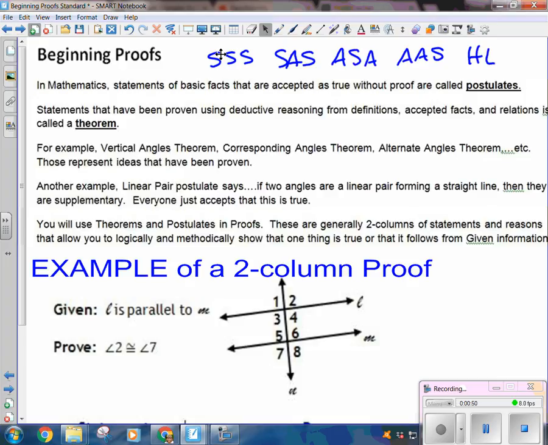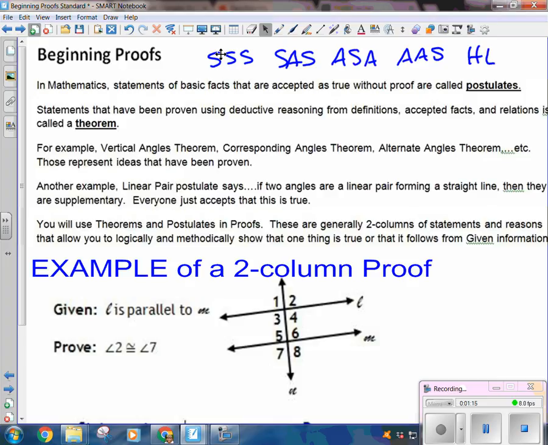Now, this class, of course, being integrated, has a lot of algebra. It has geometry. It even has probability at the end of it. So this is actually a big part of our geometry. And in geometry, proofs are very important. They're a big part of that curriculum. So we're only going to do a little bit with proofs. And when we do them, we kind of have to know what we're looking at.